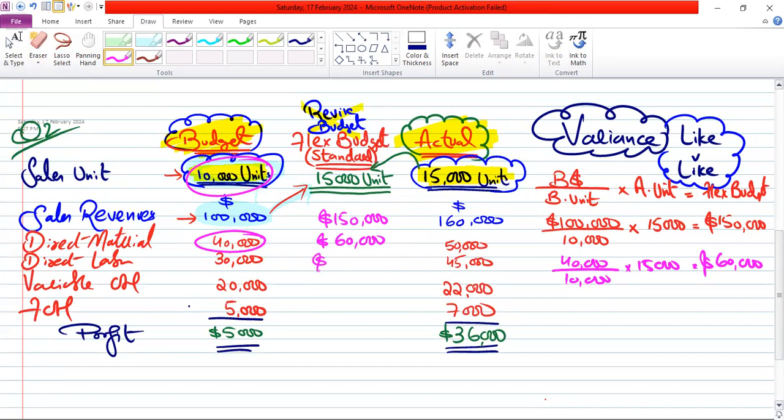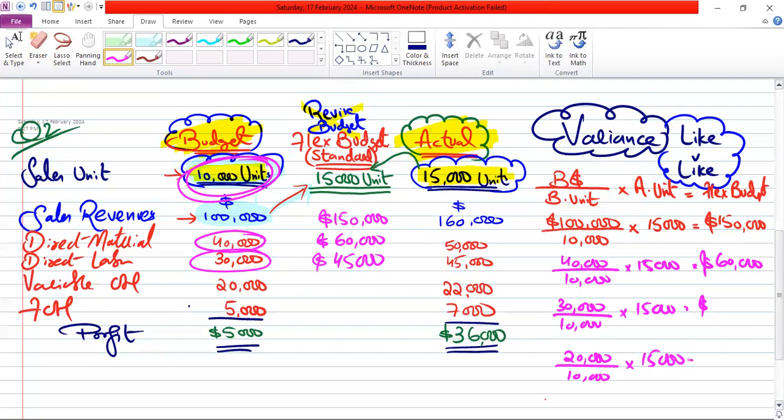Now the labor. We budgeted to pay 30,000 for 10,000 units, but actually we have 15,000 units. So what is it supposed to be? 45,000. What about the variable cost? 20,000 was the expected expense for 10,000 units, which means 2 per unit. But we have 15,000 units, so it is supposed to be 30,000.